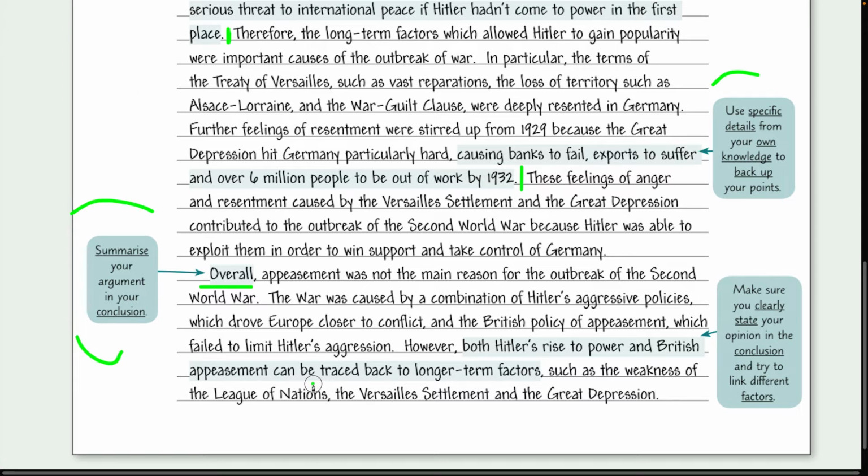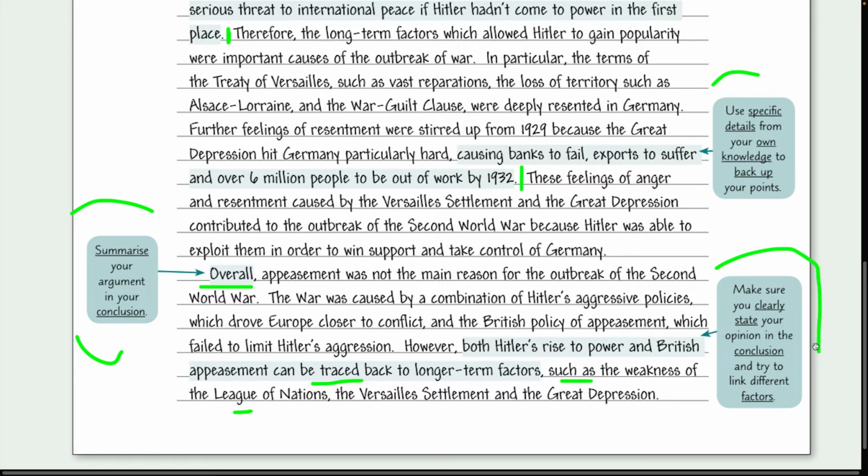which means can be considered, right, as guilty, right? Such as the weaknesses of the League of Nations. Examples, right? The Versailles Settlement and the Great Depression. Such as, again, used like, for example. That's why the British appeasement can be traced back to longer-term factors. You know, like many things happened before if we analyze. That's why we have here.